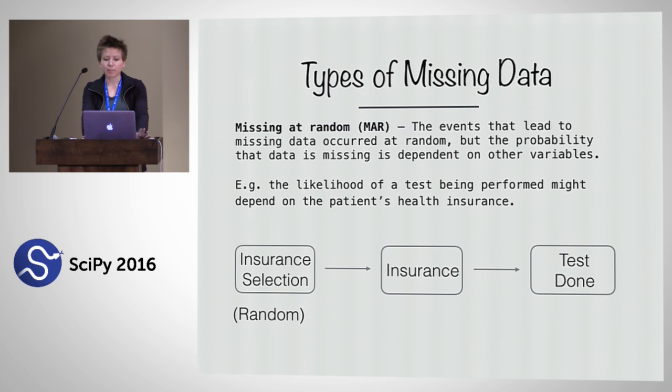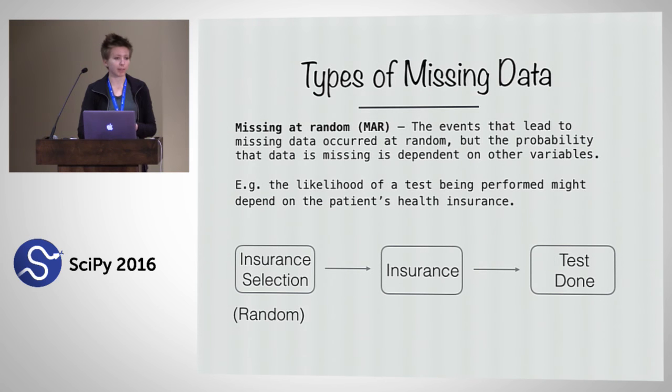So first we'll talk about data missing at random. This means that the events that led to the missing data occurred at random, but the probability that the data is missing is dependent on other variables. So an example might be the likelihood of a test being performed might depend on the patient's health insurance. So if we're looking at a bunch of test data across different patients, we're not going to have that particular test for a patient if the patient has not taken the test. And one reasonable reason to not get a test is if your insurance doesn't cover the test.